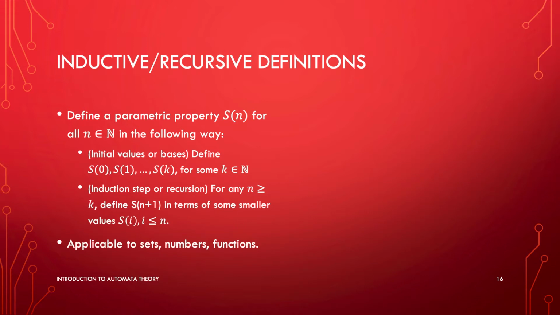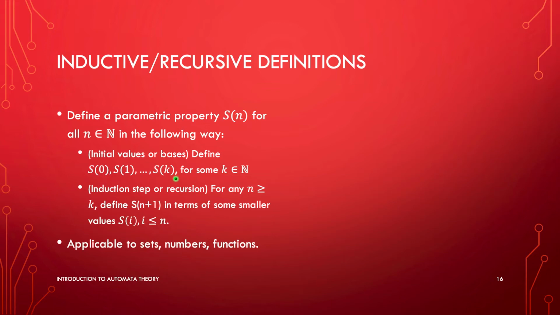So here is what I want to cover, how to define such inductive or, if you like, recursive definitions. And the way to go is like this. The aim is going to be to define a parametric property, S of n, for all natural numbers n. And you will do it in the following way. First of all, you are going to define what the property is for the initial values, or if you want, building on your terminology coming from the induction principle, this is going to be your induction base. So you will define directly what it means S of 0.